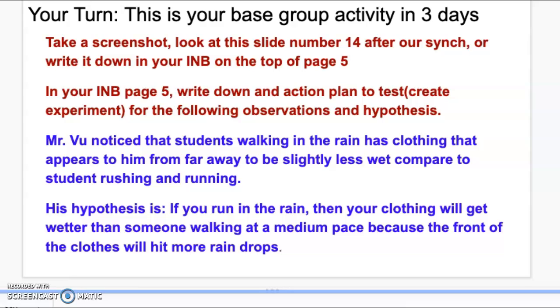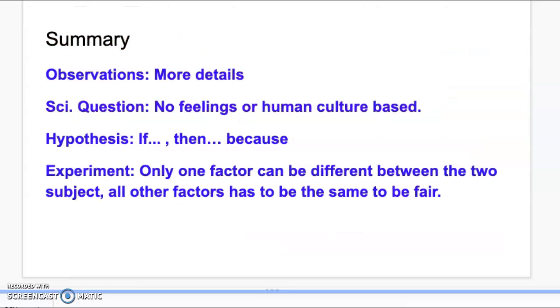So from that observation, I say, if you run in the rain, then your clothing will get wetter than someone walking at a medium pace. And then I have my reason, my logical reason, because the front of your clothing will catch more. So if you could, go ahead and write that down in your notebook right after this. And I want you to brainstorm, how can I make an experiment to test that?